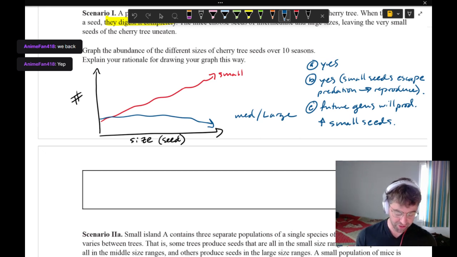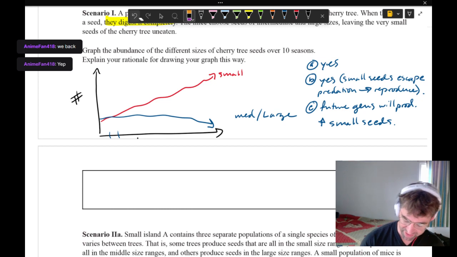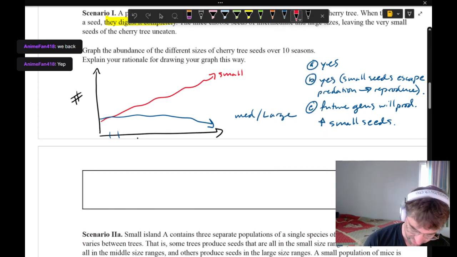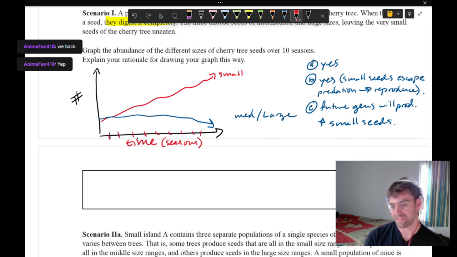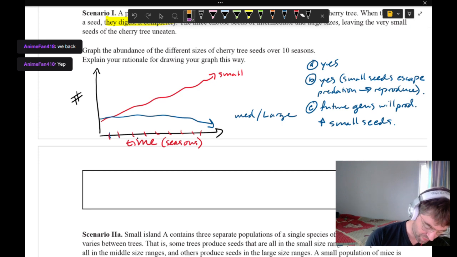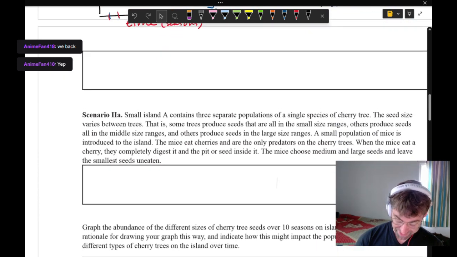And again, our chart should show that over time, actually, I have inappropriately labeled our chart here, so I'm going to make an amendment. This is time over many seasons. We have our 10 seasons. It doesn't really matter, but we still have relative abundance on the y-axis. So far, so good? Because we're about to mix it up.